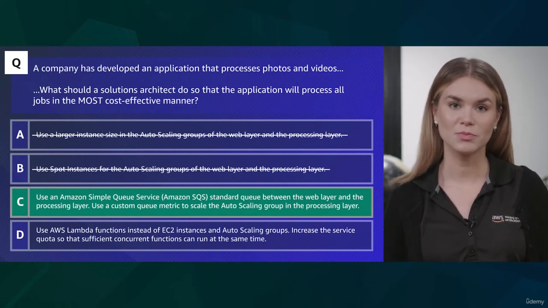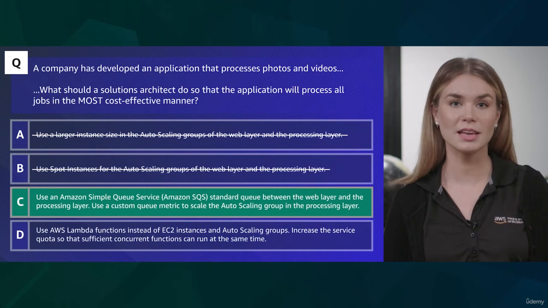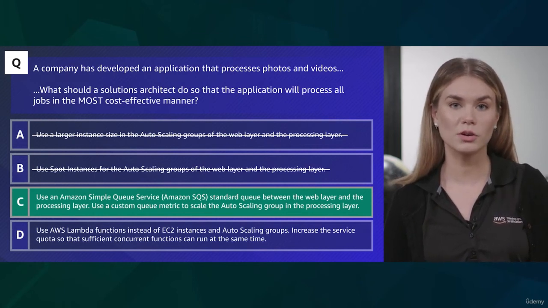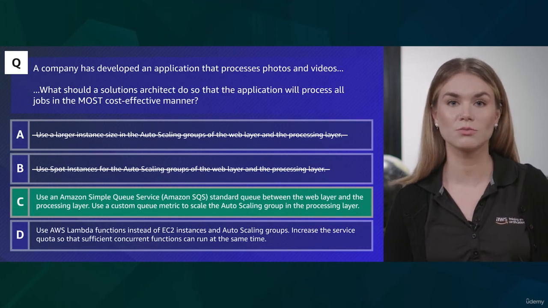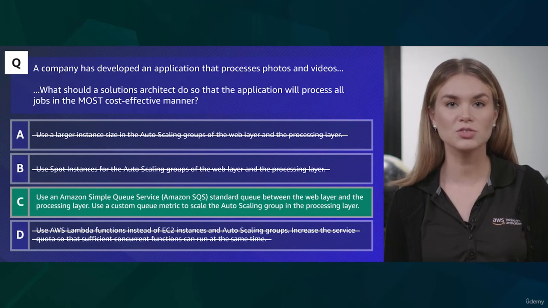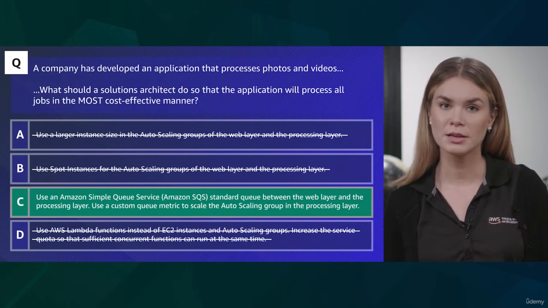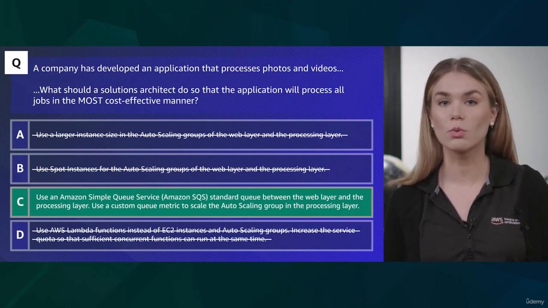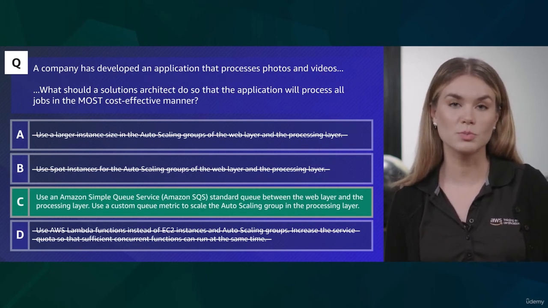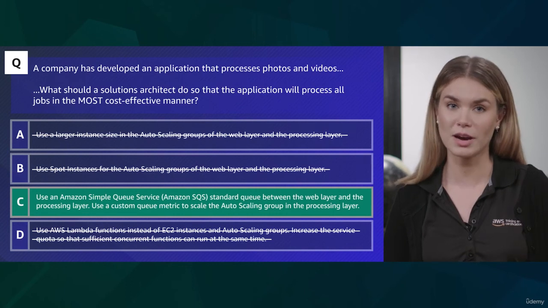Finally, there is D. Use AWS Lambda functions instead of EC2 instances and auto-scaling groups. Increase the service quota so that the sufficient concurrent functions can run at the same time. This is incorrect because you know the processing job can take up to 1 hour to run, but AWS Lambda functions have a runtime limit of 15 minutes in duration. This disqualifies this response as a key, so it is incorrect.